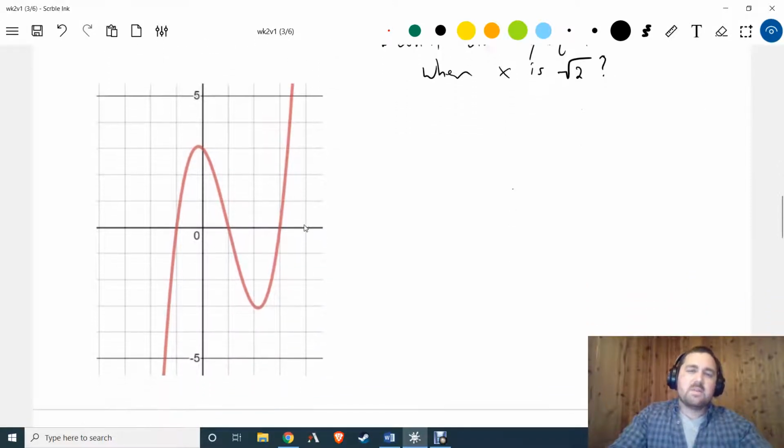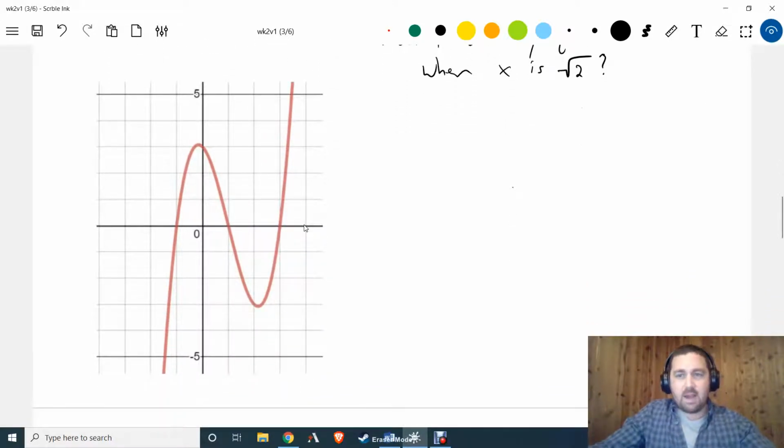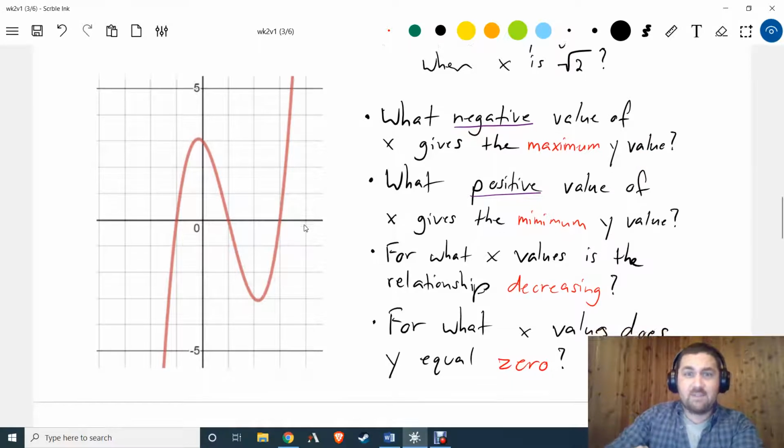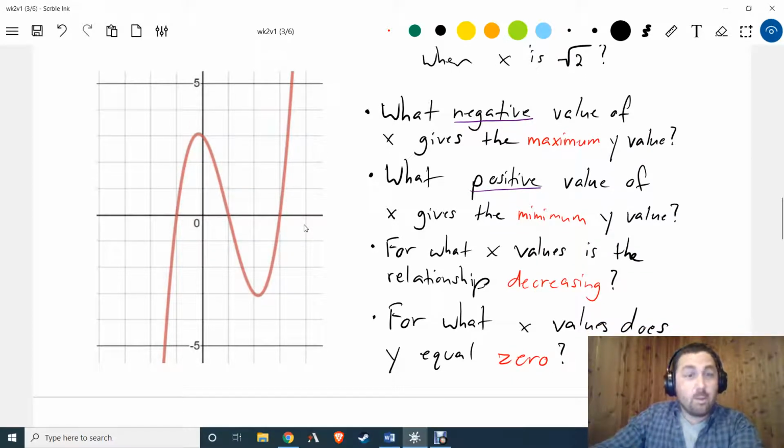But there are other types of questions where having a graph might actually be a better representation. Here's a couple of them. What negative value of x gives the maximum y value? Well, there's a lot of possible negative x values. There's infinitely many, but with the graph, you can kind of see the answer. Oh, it's like this value of x that's right here gives us that value of y that's up there. I mean, it's incredibly straightforward if you know the value of this point compared to trying to use an equation. How would you do that?